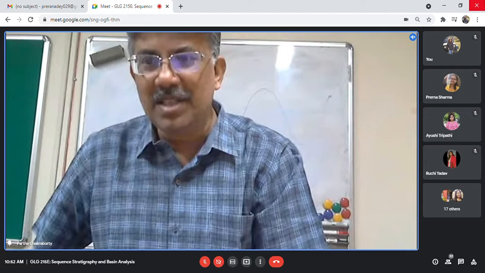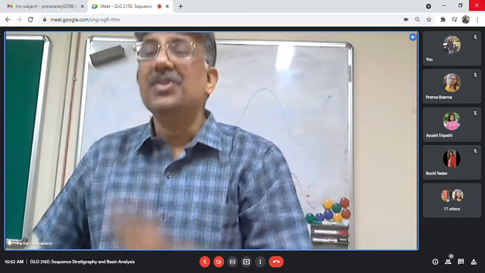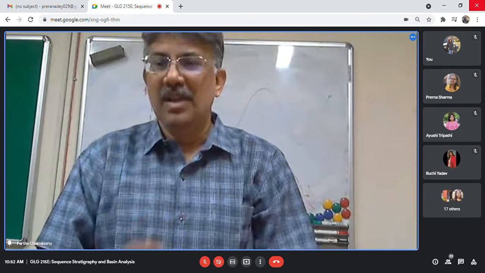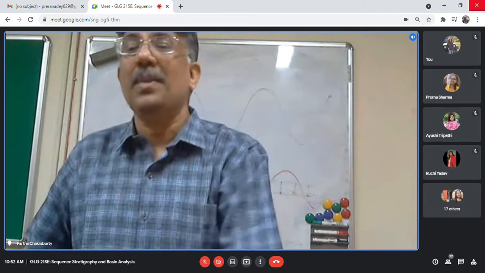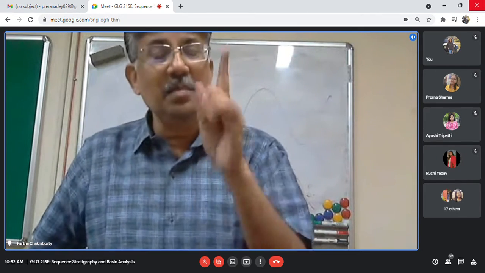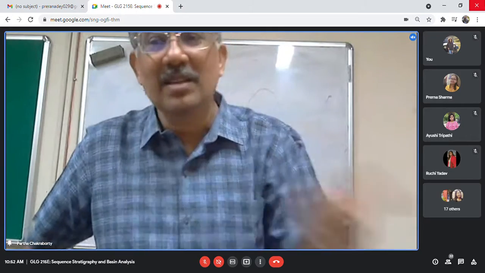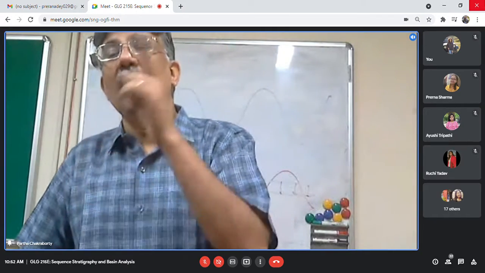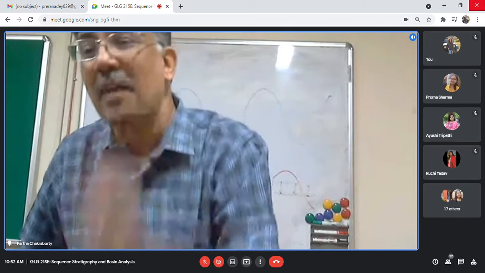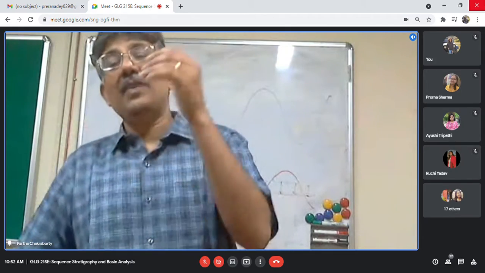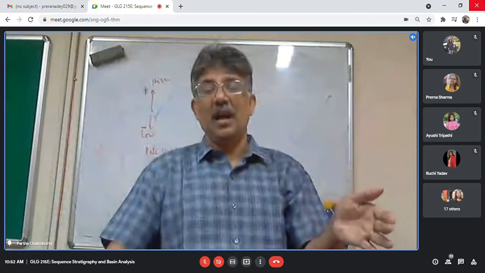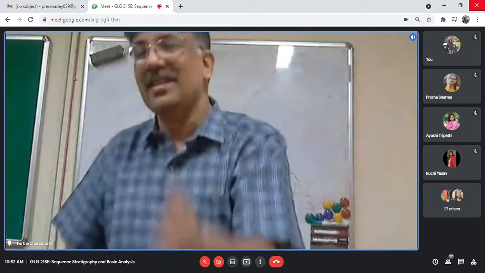The transgression regression curve and the base level curve are not the same curve. Though they look very similar, their definitions are completely different. Transgression depends upon migration of shoreline. Base level depends upon the lowest level of erosion or subaqueous erosion. So the subaqueous erosion curve will follow the transgression regression curve, but it will not be exactly the transgression regression curve.